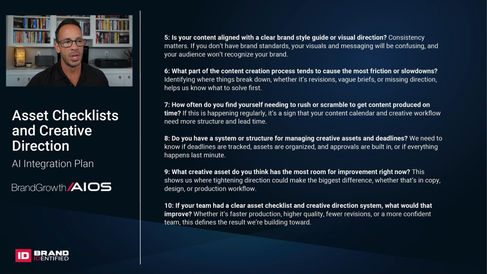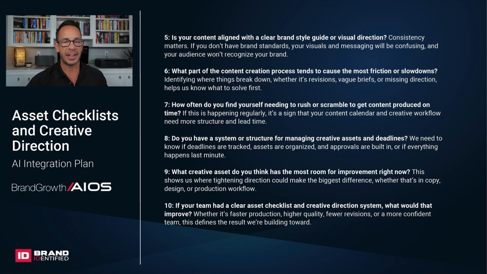Question number 8, do you have a system or a structure in place for managing creative assets and deadlines? We need to know if deadlines are tracked, assets are organized, and approvals are built in, or if everything happens last minute. Question number 9, what creative asset do you think has the most room for improvement right now? This shows us where tightening direction could make the biggest difference, whether that's in ad copy, design, or production workflow.